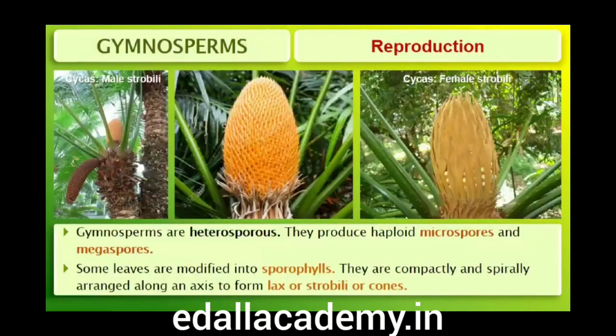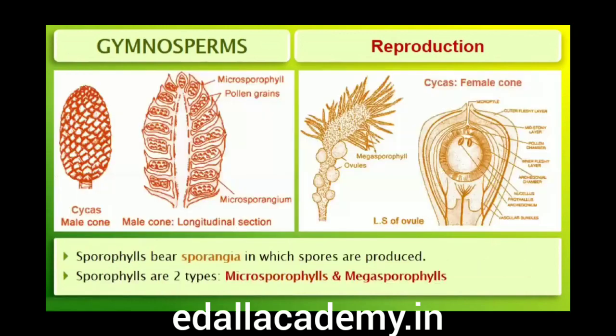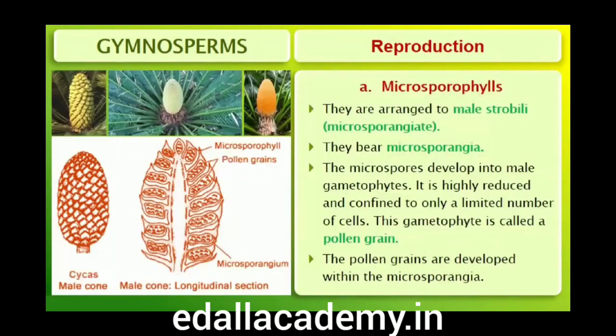The gymnosperms are heterosporous. They produce haploid microspores and megaspores. The two kinds of spores are produced within sporangia that are borne on sporophylls, which are arranged spirally along an axis to form lax or compact strobili or cones. The strobili bearing microsporophylls and microsporangia are called microsporangiate or male strobili.